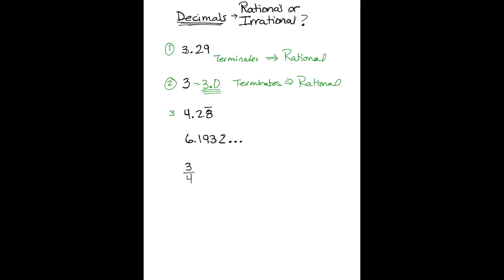Number 3. This is important because we have this bar over the 8. The bar over the 8 tells us that it repeats. So this would actually be 4.2888888, etc. 8 would go on for infinity. So this is repeating. It doesn't terminate, but it repeats. Therefore, it's rational.